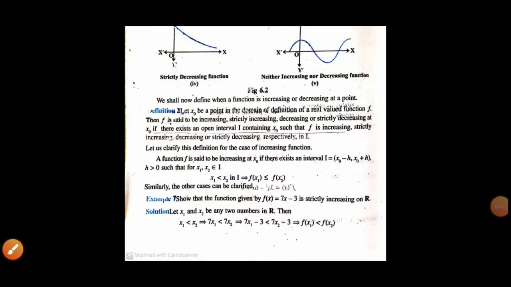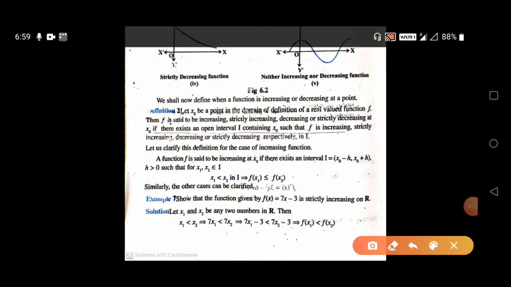Example 7 is given: show that the function given by f(x) equal to 7x minus 3 is strictly increasing on R. R means the set of real numbers. Here f(x) is clearly defined for all real numbers. We have to check that the function is strictly increasing in its domain. The domain is the set of real numbers. Now, strictly increasing means what? The graph will be somewhat like this.